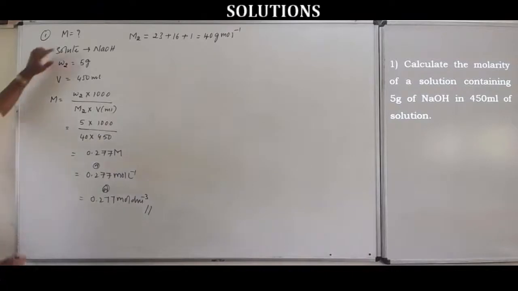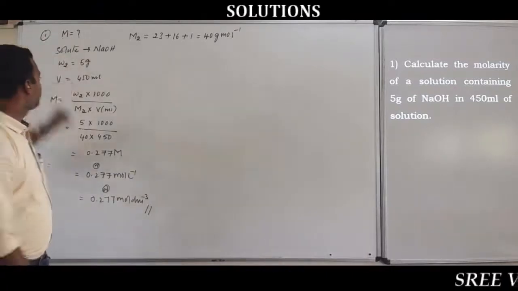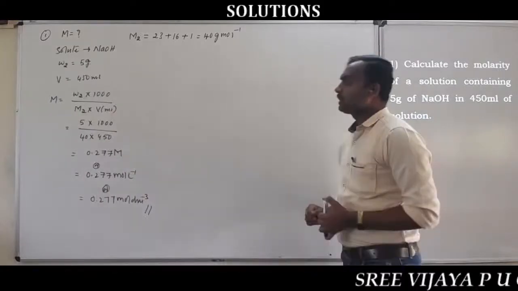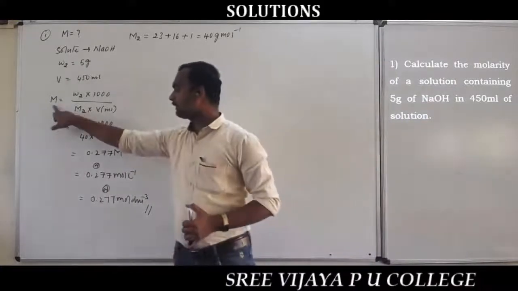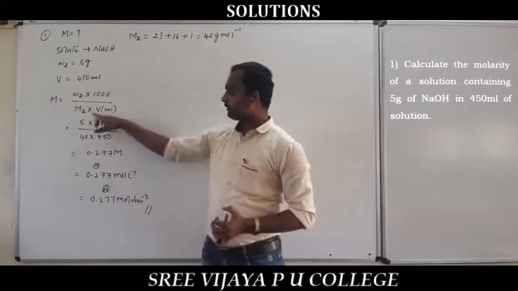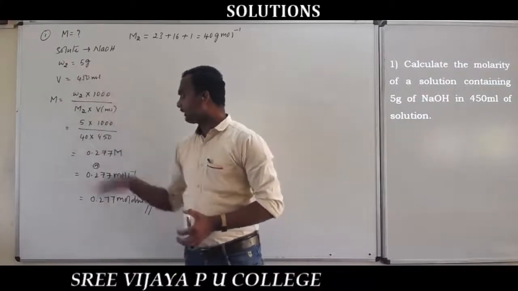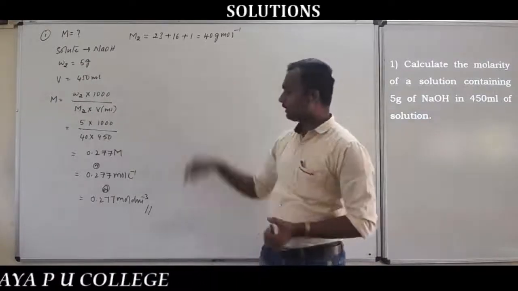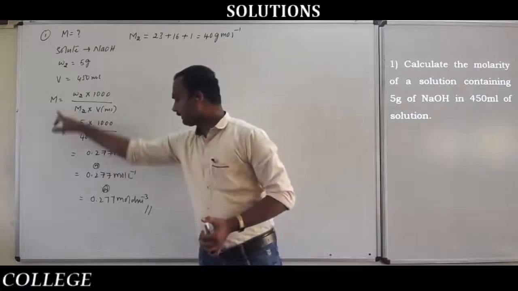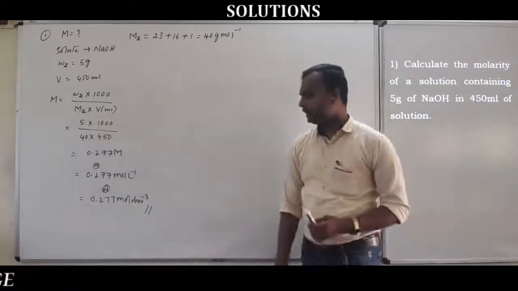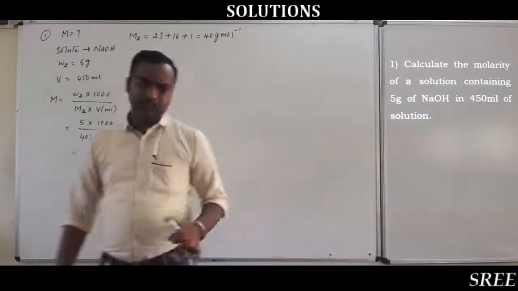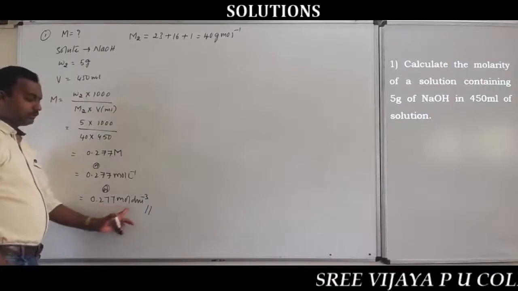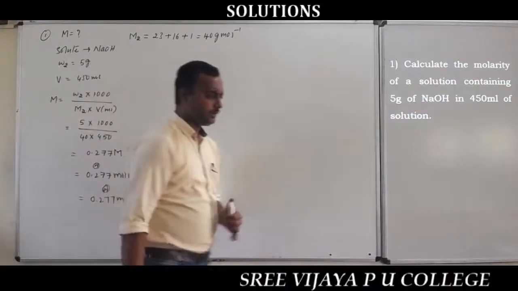So in the problem you have to calculate molarity. Here the solute is NaOH, W2, that is the mass of solute is 5 gram, and V is the volume of solution. So formula M is equal to W2 into 1000 divided by M2 into V in ml. Substitute the given values. Before that, find out the M2, nothing but molar mass of solute, that is 40 gram per mole. So if we calculate molarity, the answer is 0.277 mole per dm3. If we round it off, we get 0.278 or 0.28 mole per dm3. So that is the first problem.